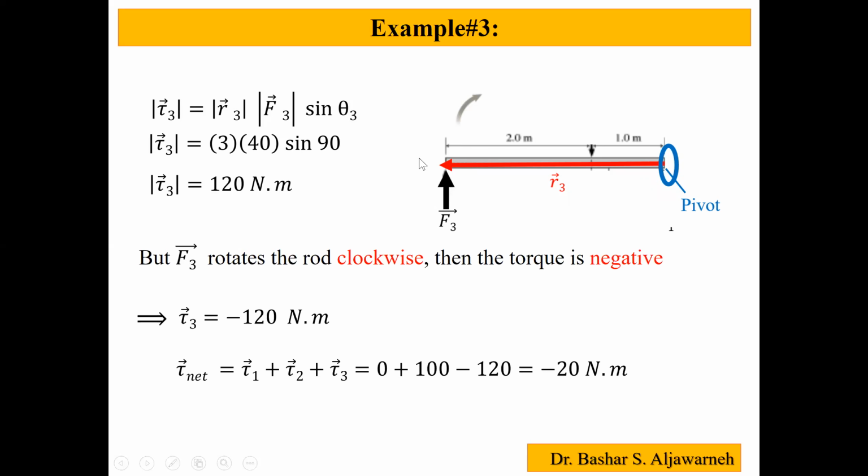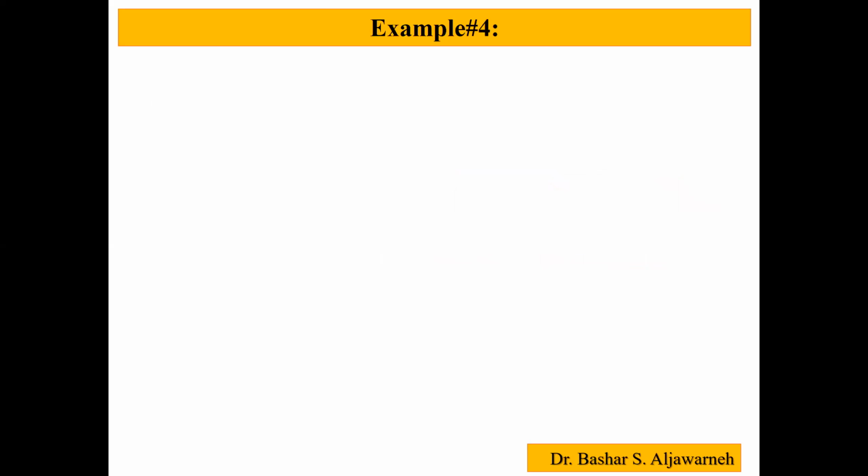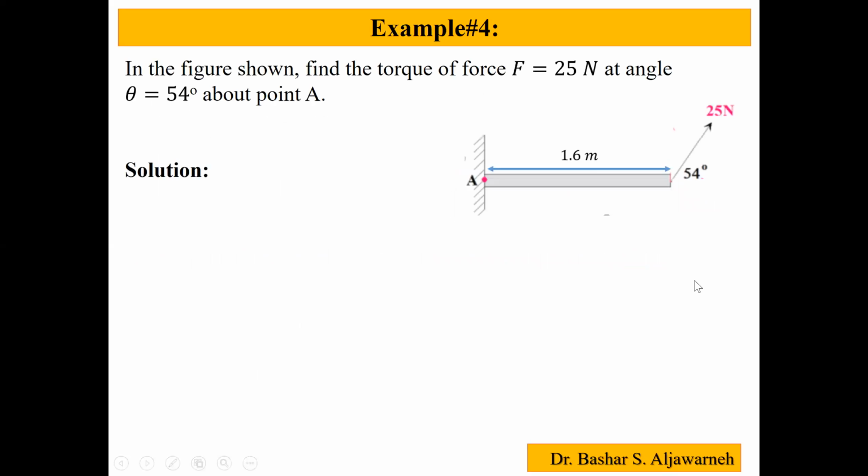Therefore, we can go back to the original formula where the net torque equals torque 1 plus torque 2 plus torque 3. Add them together, you will get 20 newtons times meter clockwise or out of the page or negative. Example number 4.